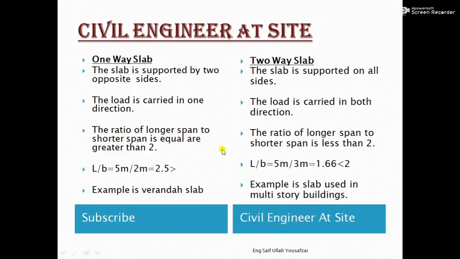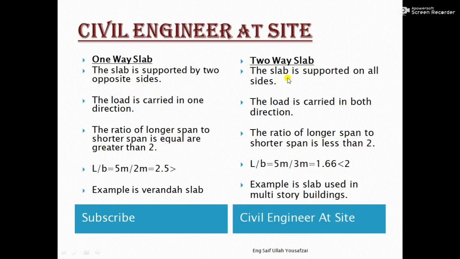So now we will go ahead towards the difference between one-way slab and two-way slab. Dear guys, you now have information about one-way slab and two-way slab. Now I'll teach you about the difference between them. The first one is that a one-way slab is supported by two opposite sides. It is very simple, guys.